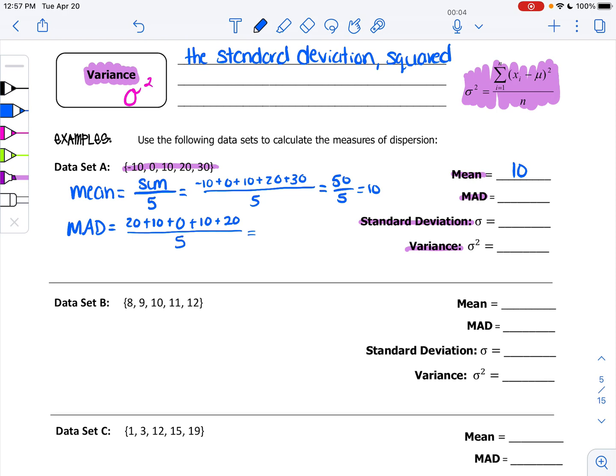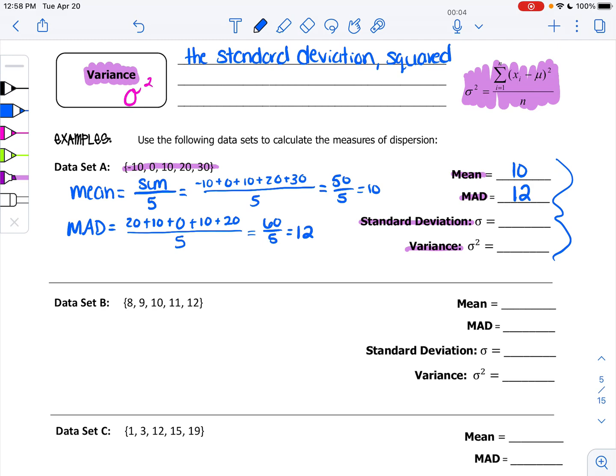So when we add together those distances, we get 60. And 60 divided by 5 is 12. So our MAD is 12. Well, the good news is Desmos or your graphing calculator calculates all of these for you. You should be able to calculate mean and MAD by hand, but your calculator does it for you. Standard deviation and variance is done in the calculator.